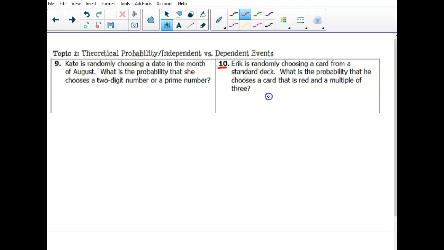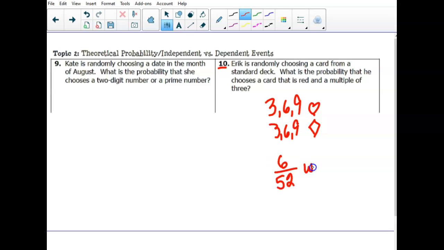Eric is randomly choosing a card from a standard deck. What is the probability that he chooses a card that is red and a multiple of 3? Well, multiples of 3 in a deck of cards would just be 3, 6, and 9, correct? Okay, but red and a multiple of 3 could be a 3, 6, or 9 from hearts, or a 3, 6, or 9 from diamonds, yes? So that means 1, 2, 3, 4, 5, 6 cards are winners out of 52, which will reduce, but I'm not worried about it.